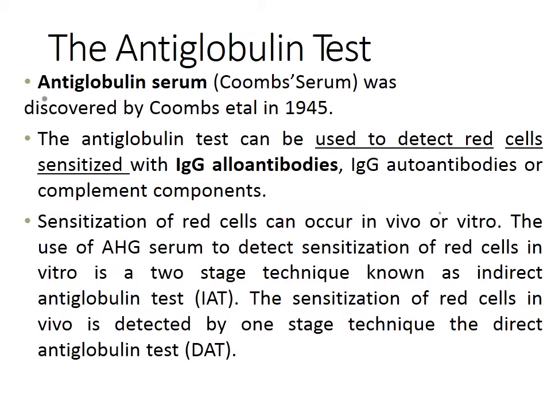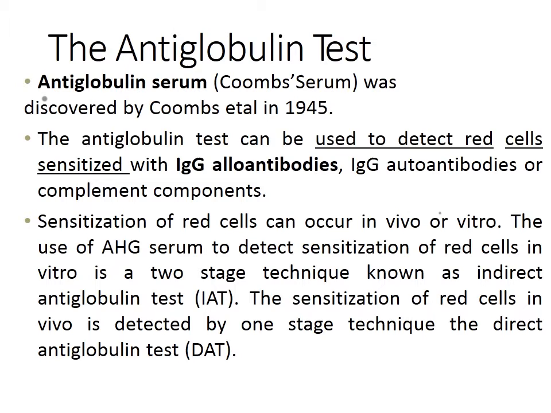Coombs test. Coombs test is also known as antiglobulin test. It contains antiglobulin serum or the Coombs serum, which was discovered by Coombs et al. in 1945. The antiglobulin test or the Coombs test can be used to detect red blood cells sensitized with IgG alloantibodies, IgG autoantibodies or complement components. Sensitization of red cells can occur in vivo or in vitro.